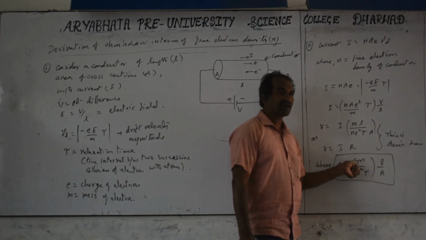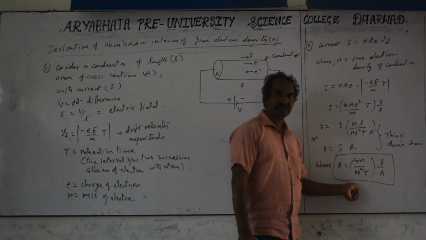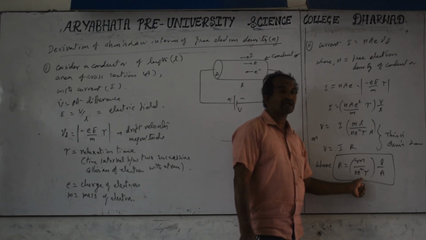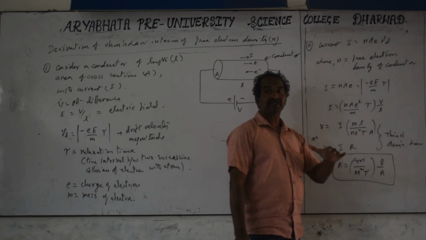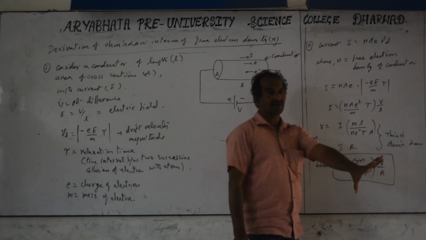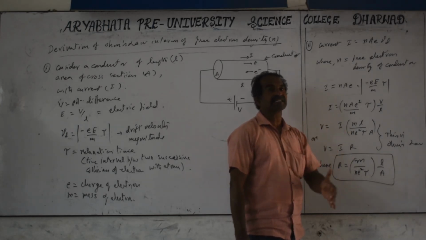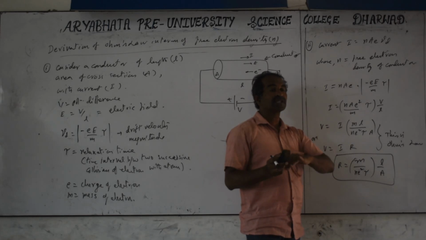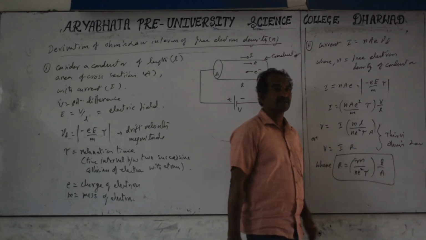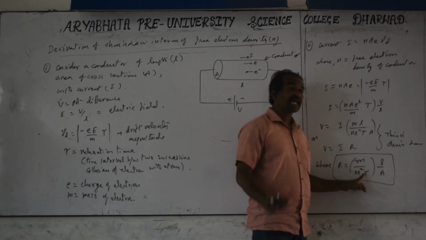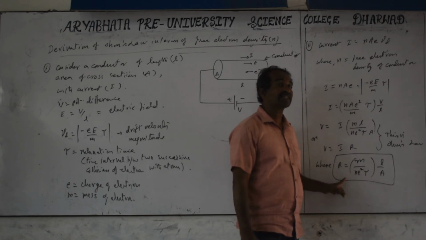Mass of the electron is constant. Charge of the electron is constant. Tau is the time interval between collisions of the electron with the atoms. It is constant only if the temperature is constant. If the temperature is constant, the atom distance is also constant. If the temperature increases, atoms vibrate, the distance between the atoms decreases effectively, so collision with the electrons also increases. Collision of the electrons increases means what? Time interval decreases. When the time interval decreases, resistance increases.